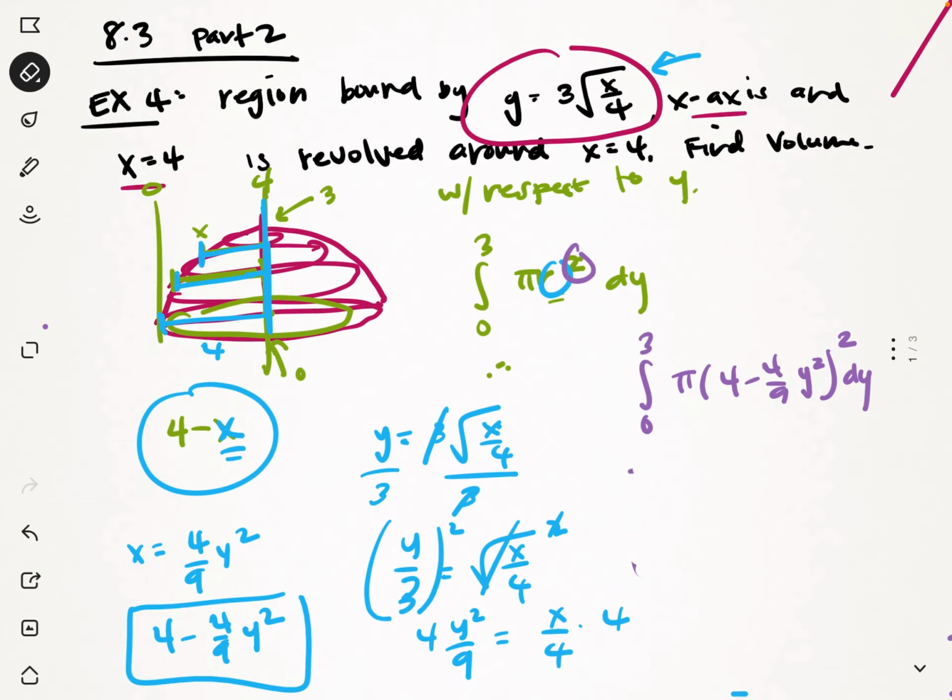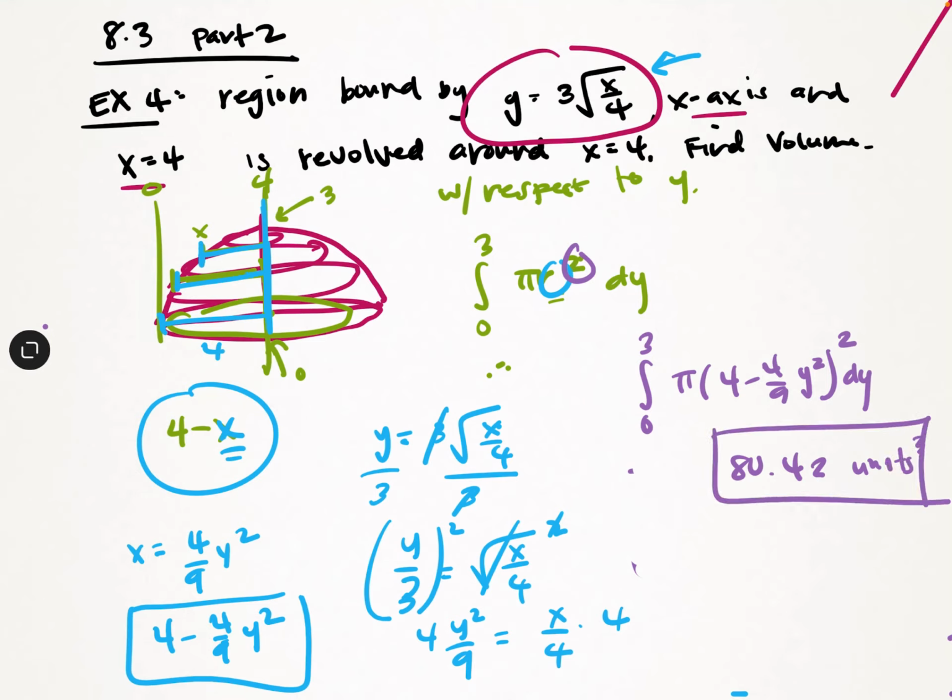Perfect. Okay, so we get 80.42 units cubed. Okay, let me just check with the book. So they have 128 pi divided by 5, which is the exact same thing.